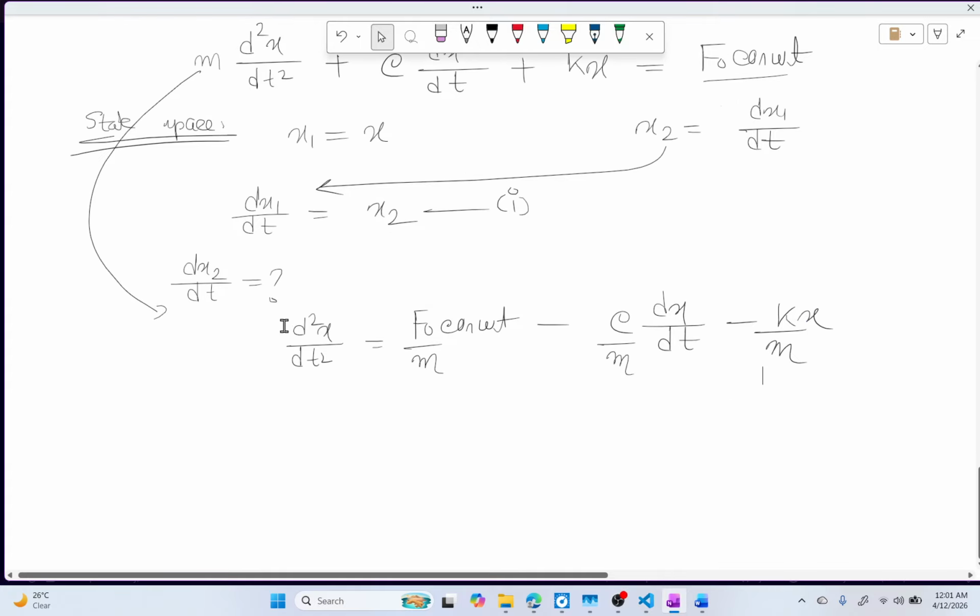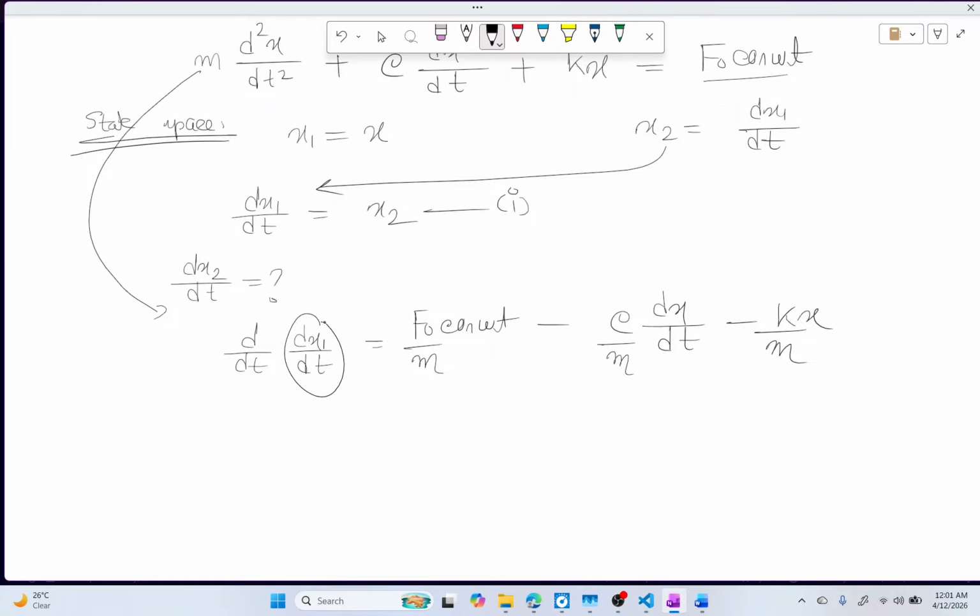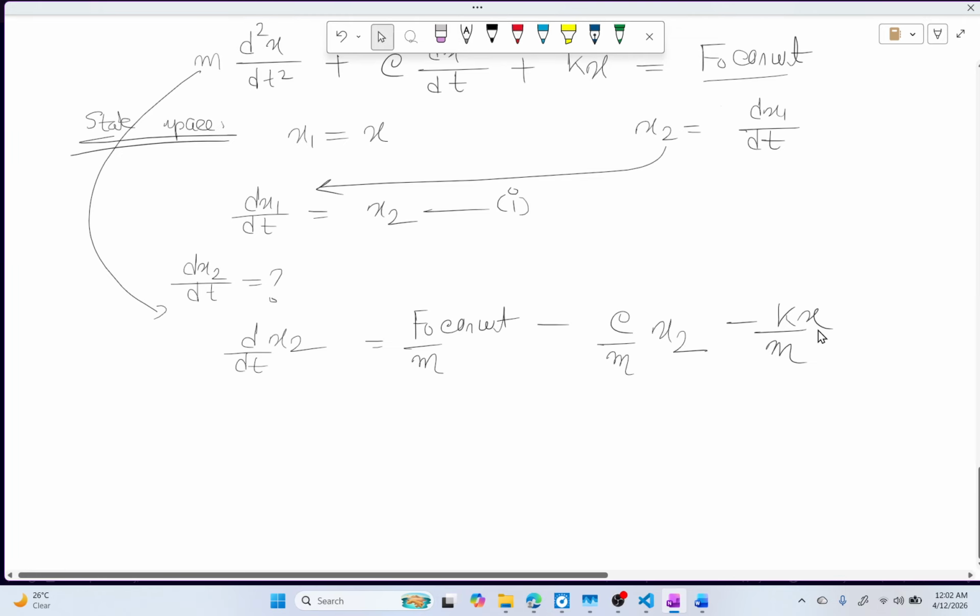So now you can see that this is d square x by dt square. I can write it like this, d by dt of dx by dt. And what is dx by dt? You can see that x is equal to x1, so let me write here x1. And what is dx1 by dt? It is basically x2, so let me write here x2. Now f naught by m, it's okay. c by m, what is dx by dt? x is basically x1, and dx1 by dt is x2, so let me write here x2. And what is x? x is basically x1, so let me write here x1.